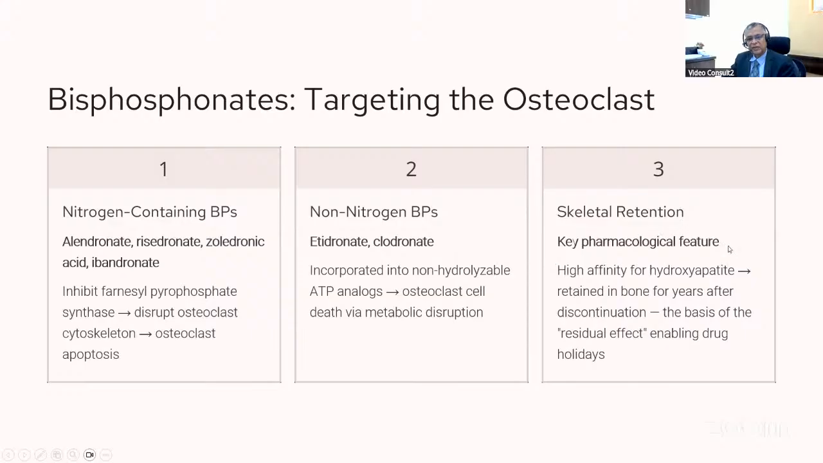The key pharmacological feature is the high affinity for hydroxyapatite, so the drug is retained in the bone for years after discontinuation, the basis of residual effect enabling a drug holiday. So what does this mean? Whenever you give a nitrogen containing bisphosphonate, it sits in the bone in the hydroxyapatite and is there for a very long period. So even if you give a treatment of zoledronic acid, it works for a year. You give 2 or 3 cycles, and after that you stop. The residual effect continues for a long period, and that is used as a drug holiday.